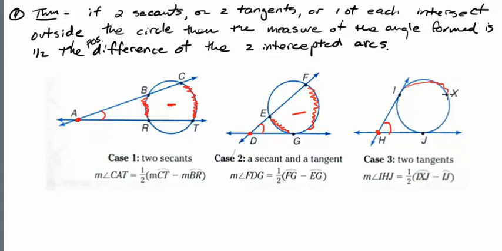And the last one, you do the same thing. The last one's a little bit weird because you're taking the major arc and subtracting the minor arc, that ends up being the entire circle. But the formula is still going to work exactly the same way. Okay, so now let's look at some examples.